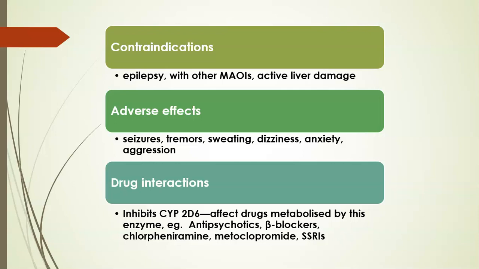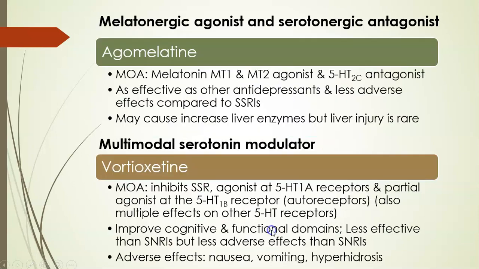And again, drug interactions are important because they inhibit CYP2D6. So the drugs that are metabolized by this enzyme, for example, antipsychotics, beta blockers, clofeniramine, metoclopramide, and also SSRIs. Right.